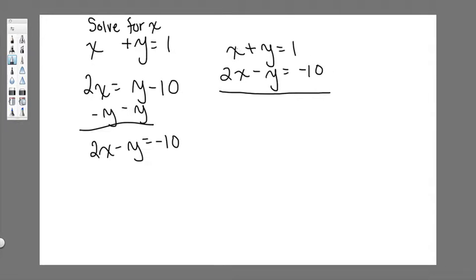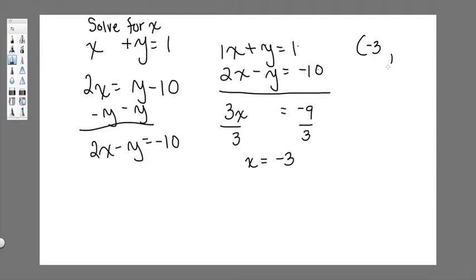All right, when we add x, remember that's 1x, even though it's not shown. So 1x plus 2x is 3x. A positive y and a negative y cancel out. A positive 1 and a negative 10 give me a negative 9. So I'm going to divide both sides by positive 3, so I get x equals negative 3.